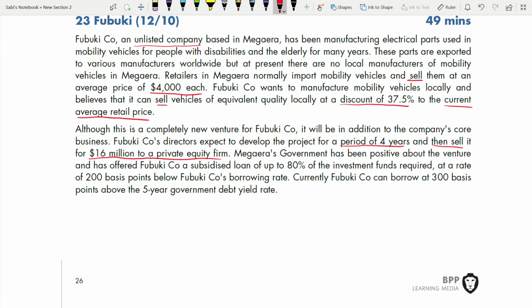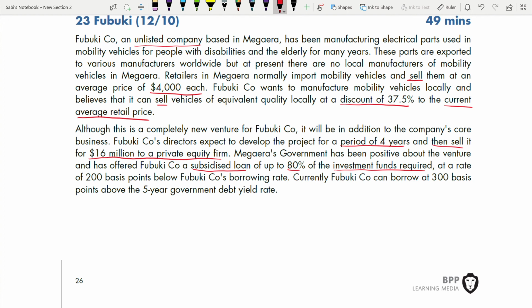Megara's government has been positive about the venture and has offered Fubuki a subsidized loan of up to 80% of the investment funds required. It clearly leads you to subsidized loan and all, APV. Whenever this word comes, it is about not only net present value, but APV.